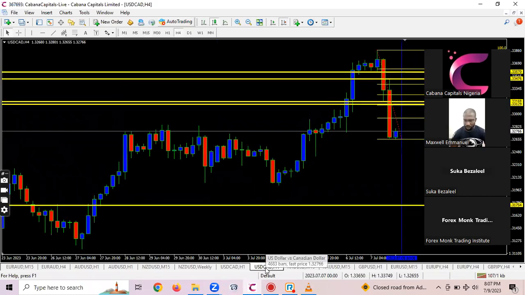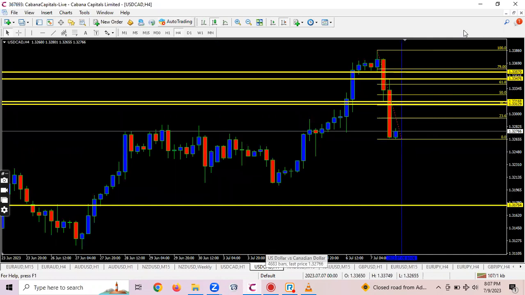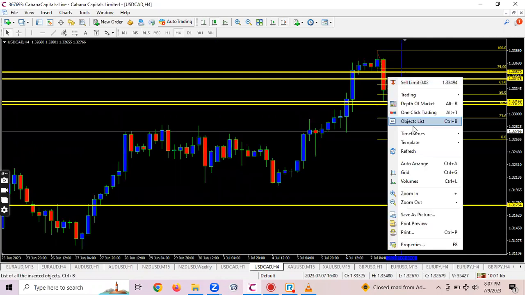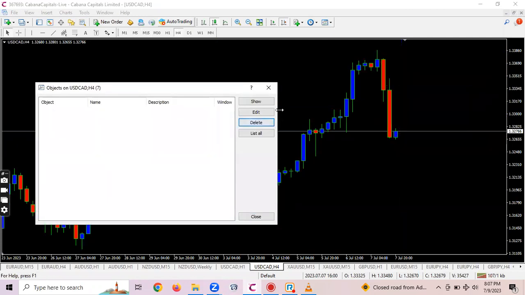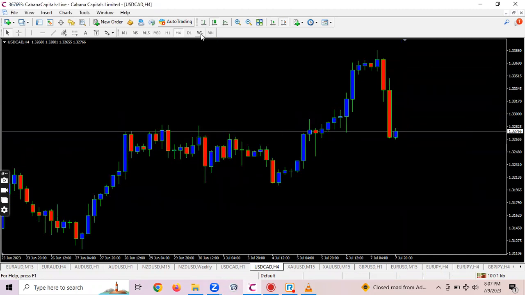So let's start with USD CAD. I think the trend on USD CAD has changed from bullish to bearish. As you know, I always start with the weekly time frame.